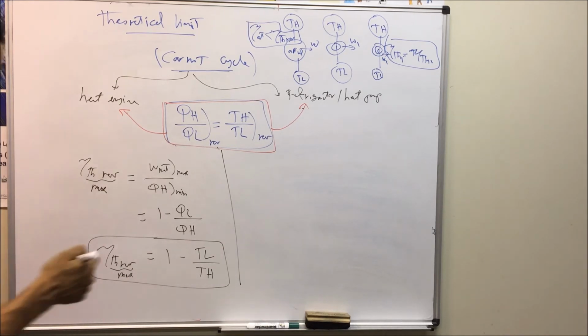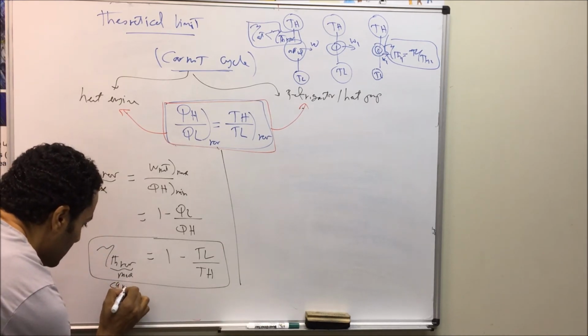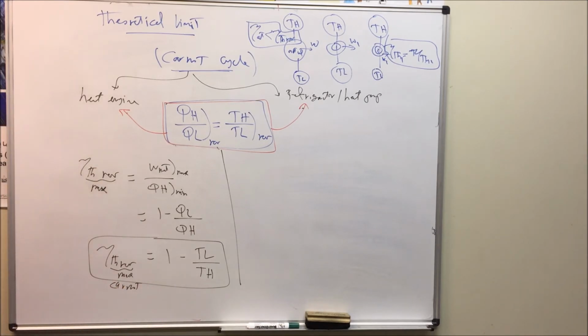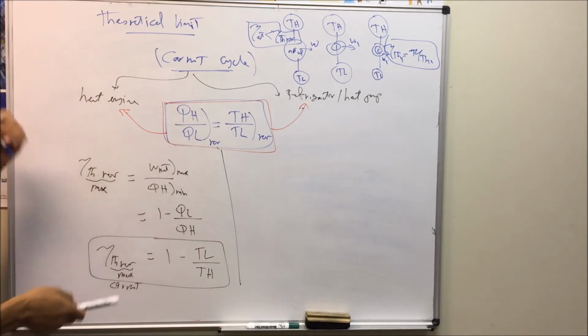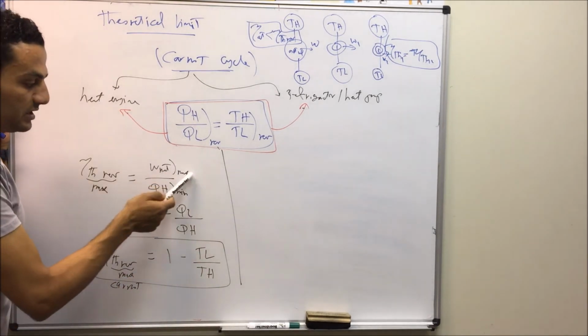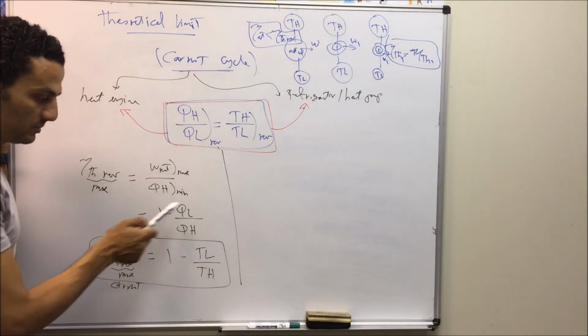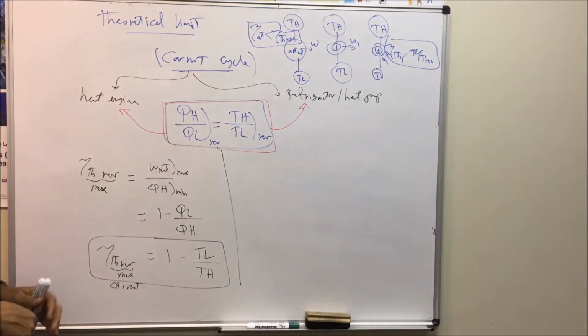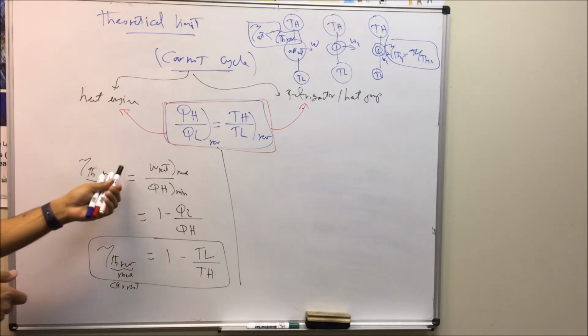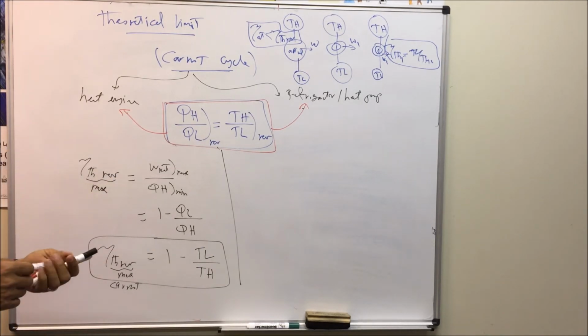This is also called the Carnot efficiency of the heat engine, which is the maximum efficiency of the heat engine, equal to 1 minus T low over T high. It is also equal to work net maximum divided by heat input minimum to the system, which is the same as 1 minus Q low divided by Q high. This is the case when we have a heat engine.